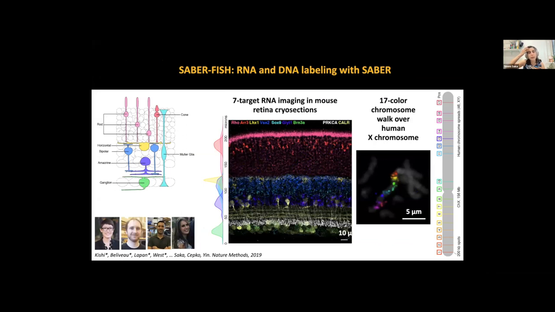This same approach is also applicable with RNA targets or DNA targets as well, in the SABER FISH approach. In this case, again, this is a demonstration on retina tissue with 7 different targets across the retinal layers, where we can amplify the signal. It really helps to get both specificity and to use low probe numbers, because we do still tile, but we get additional amplification from all of these concatemers as well. And we could also do DNA FISH. This is an example from metaphase chromosomes where a 17 color walk was performed on one arm of the X chromosomes.